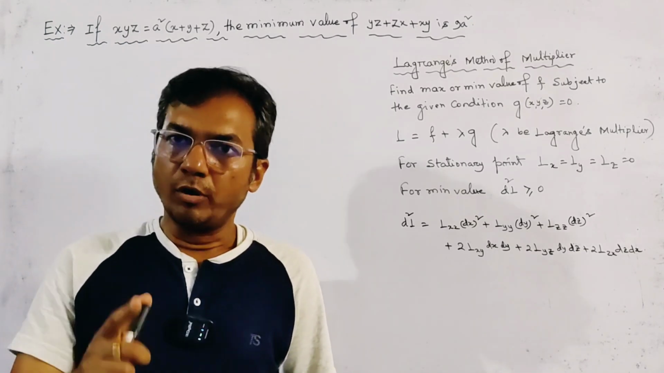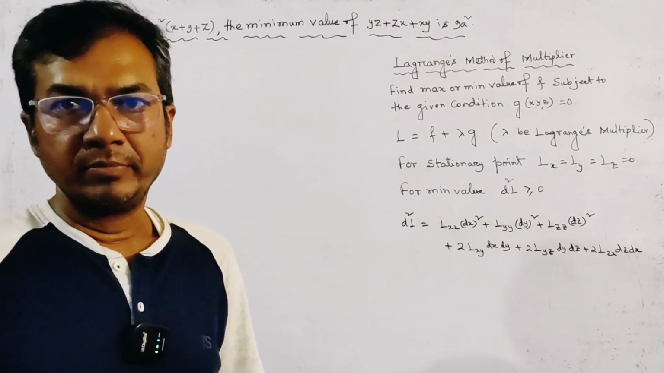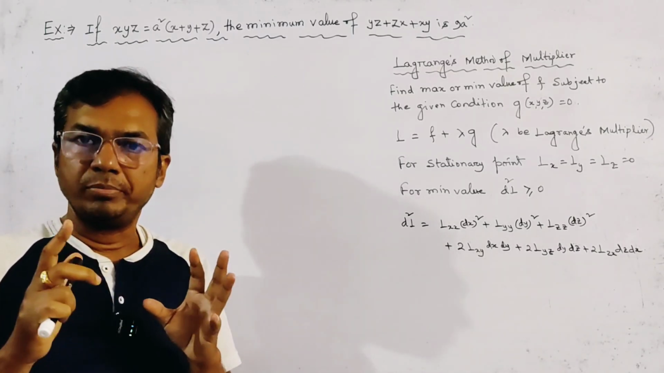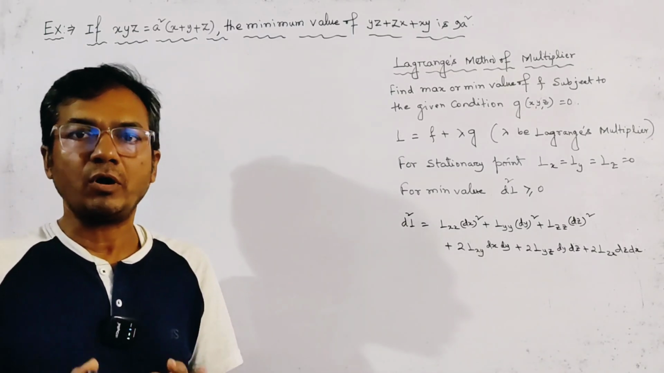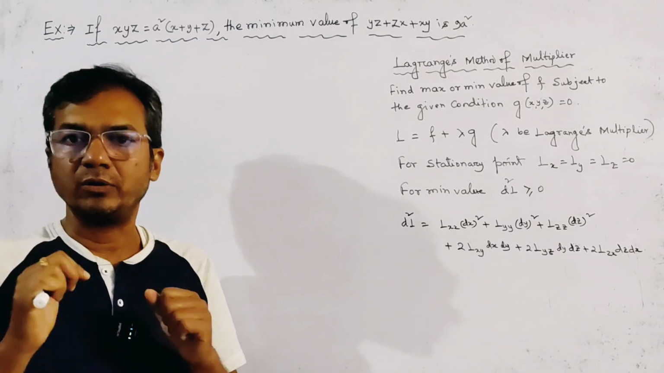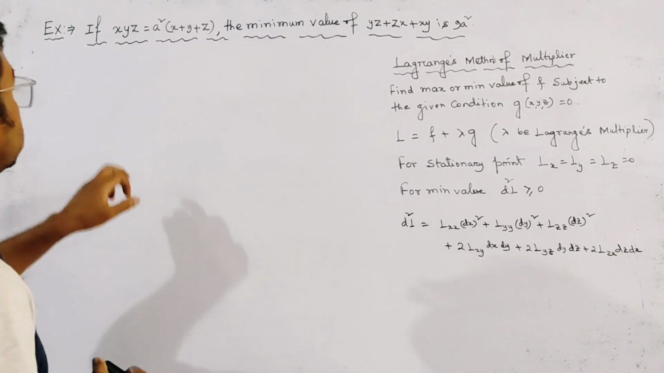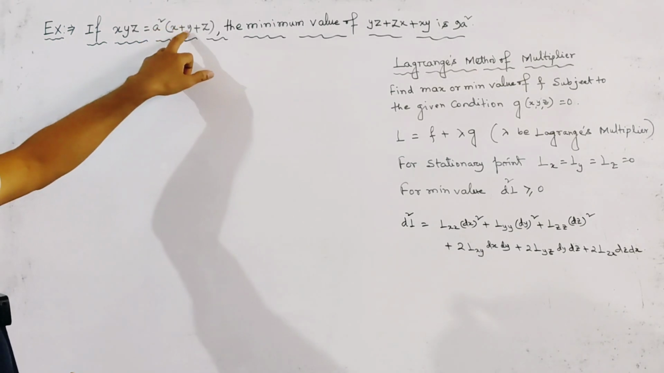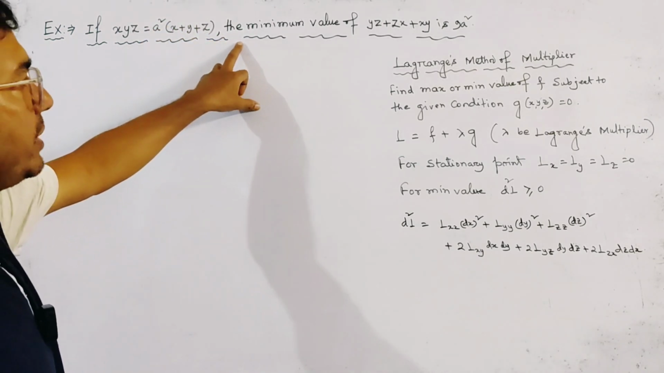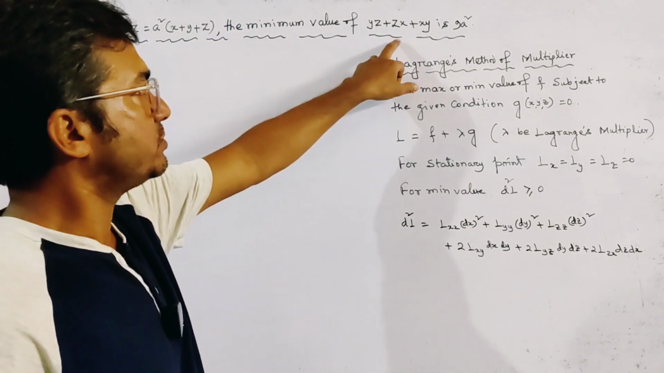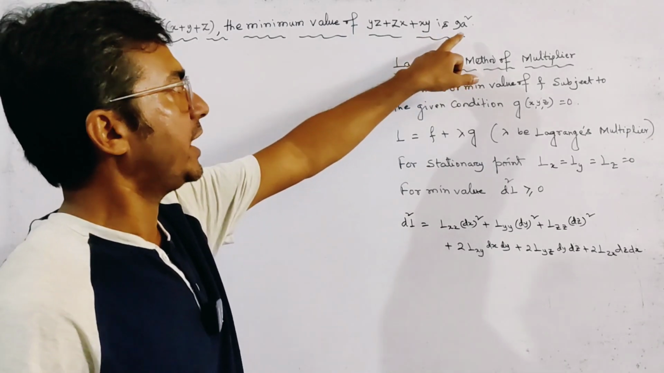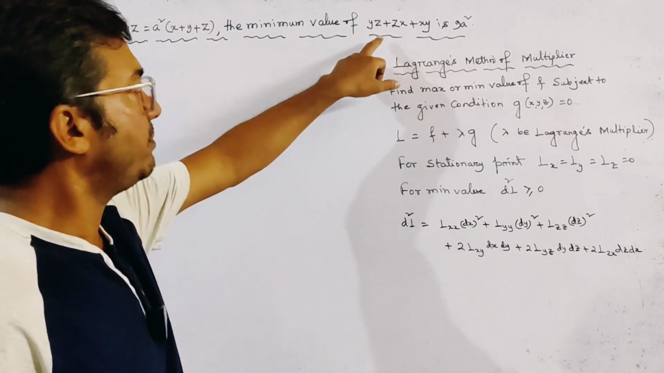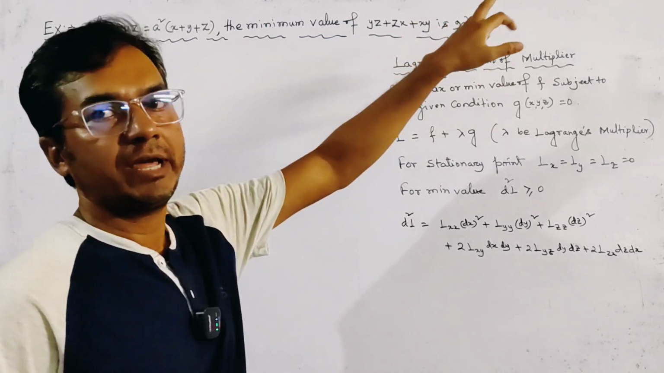Today's problem is from maximum and minimum, a problem of functions of several variables, or multivariate calculus. The problem is: if xyz equals a square into x plus y plus z, the minimum value of yz plus zx plus xy is given by 9a square. We have to prove that the minimum value is 9a square.